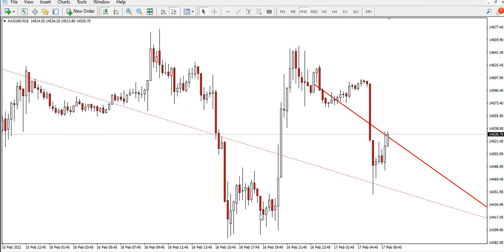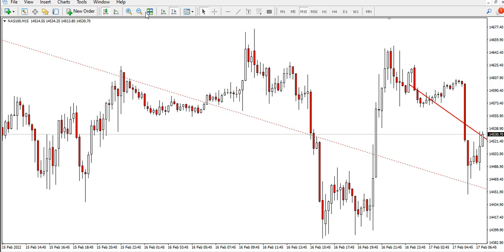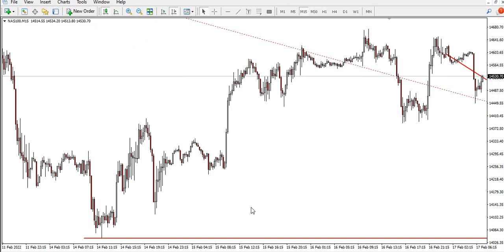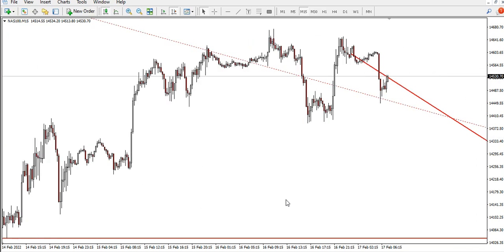Let's see what we have on M15. I saw someone yesterday, one of those guys who just buy or sell. I don't know if they just buy or sell or use whatever they're using. They caught this buy here, so I asked him, why did you buy there?